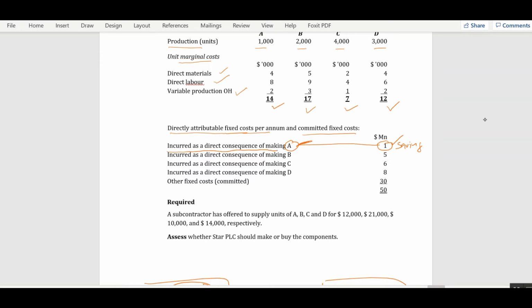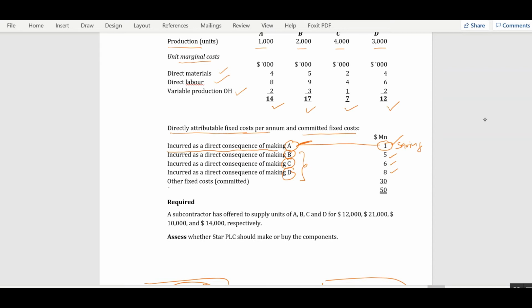So likewise, product B, product C and product D, the cost which is directly attributable to manufacturing of these products are given, 5 million, 6 million and 8 million respectively. Okay, these costs can be saved if you decided to purchase the product from outside.